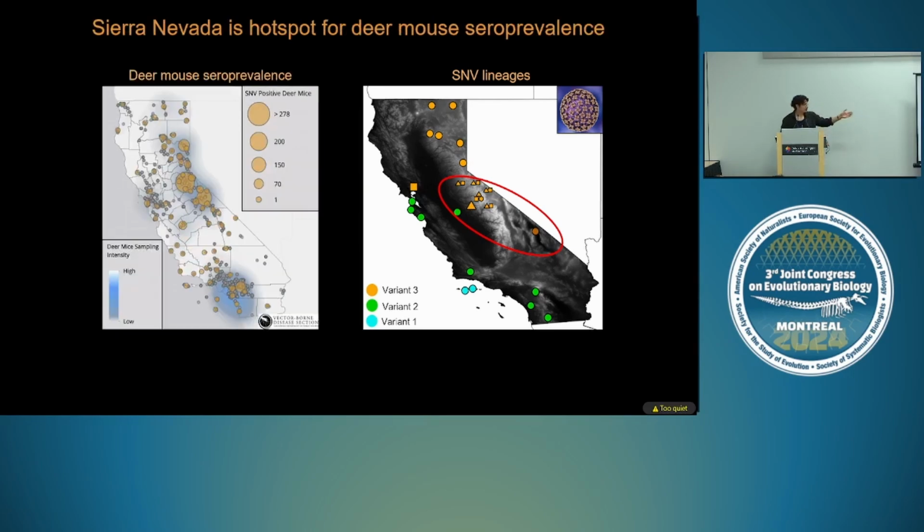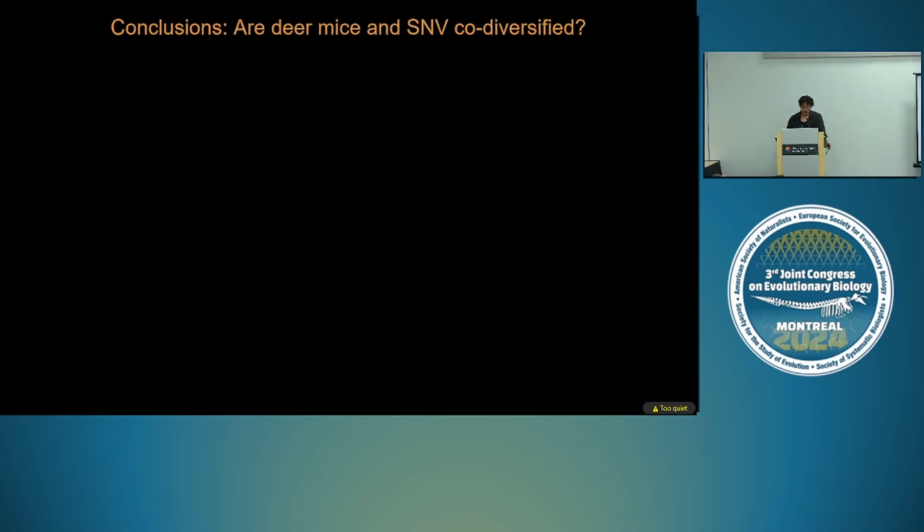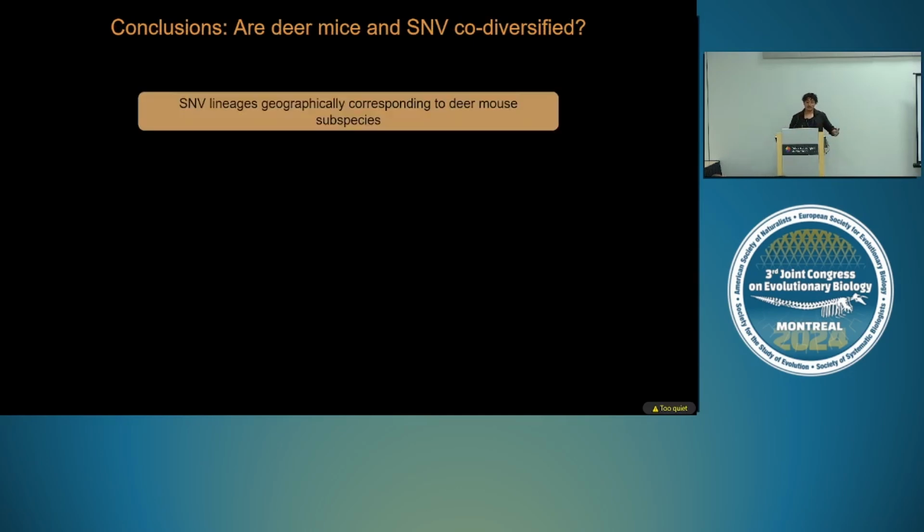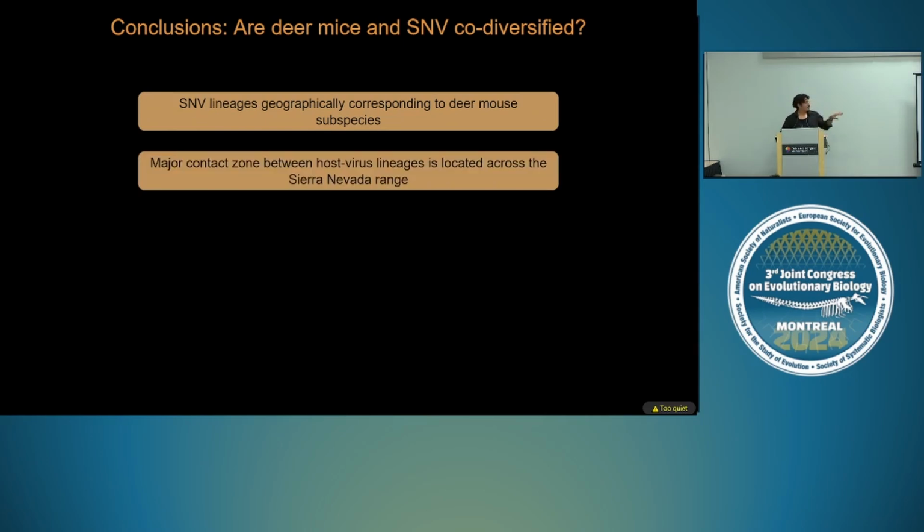And with that also just higher seroprevalence of deer mice in general, strongly suggesting that this is a real hot spot for interactions. And so now coming back full circle, asking the question, do we see co-diversification taking place? It does seem that we see strong signals for co-diversification across the state of California, with deer mouse lineages corresponding to Sumeryra virus lineages. But more so than that, what we see is that major contact zone between host and virus lineages is located right across the Sierra Nevada mountain range.